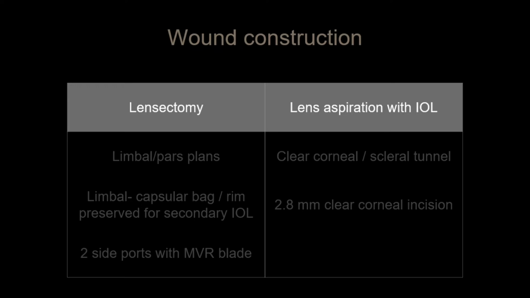And if we decide to do lens aspiration with intraocular lens, then we can either have a clear corneal incision or a scleral tunnel. And usually we do a 2.8 mm clear corneal tunnel. And lensectomy is more or less reserved for cases in which we want to do a combined retinal procedure, so that's when we use the pars plana route as well. So we have a few.